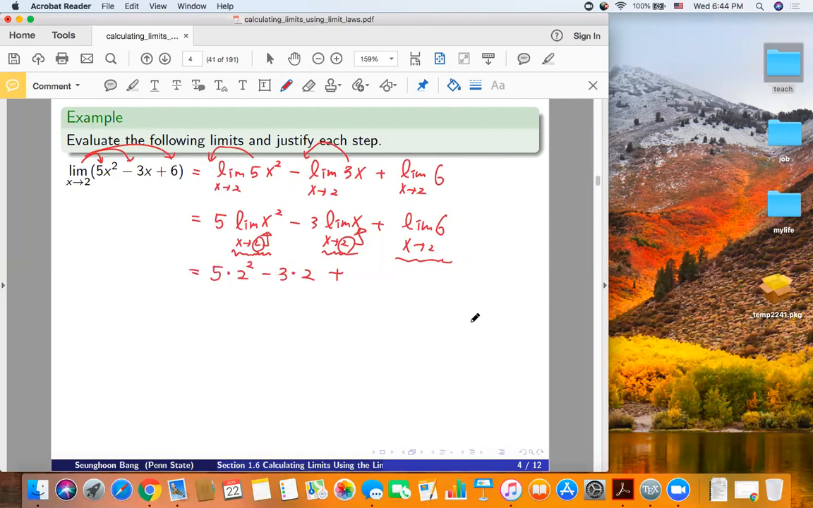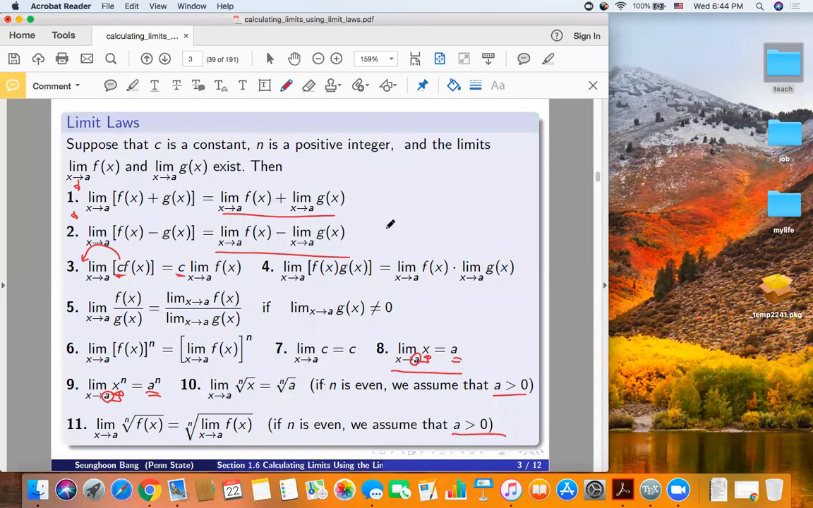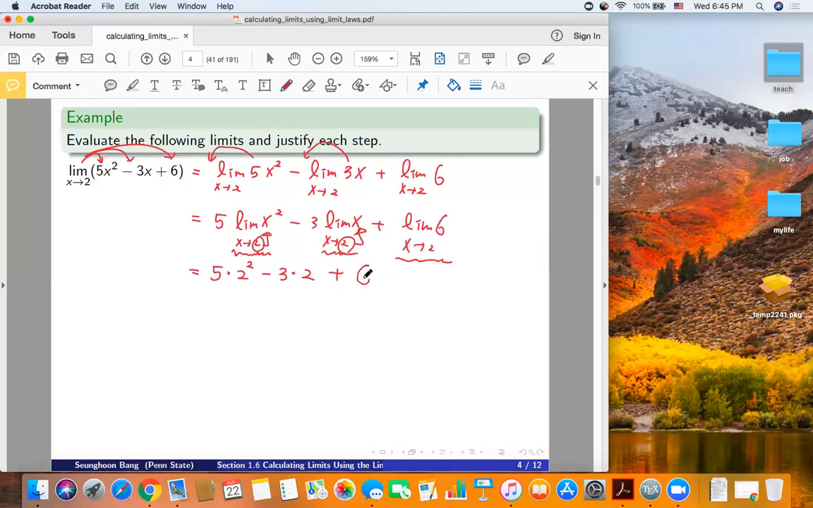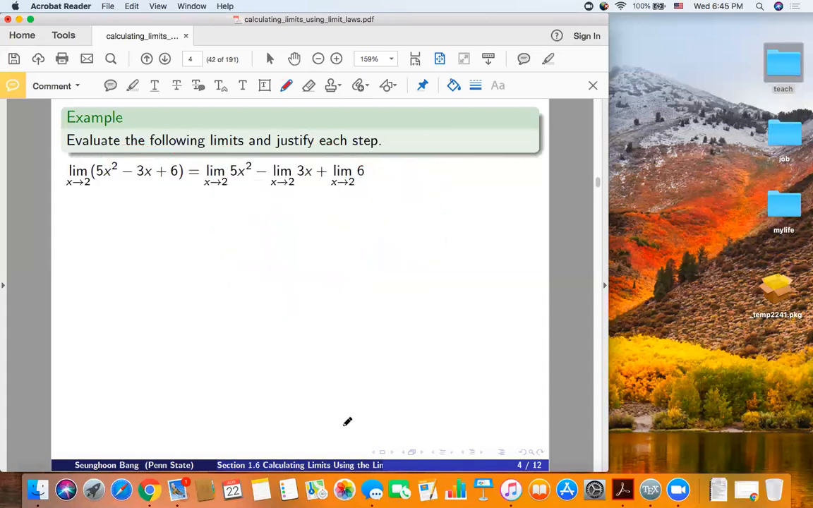Thank you, all of you. So here, the limit of a constant is c. The limit of c is always c. It doesn't change. The limit of a constant is the constant. The next step, calculate: 5 times 2 squared equals 4, minus 6 plus 6. The 6s cancel. Answer is 20. That's it. This is the final answer, the whole procedure for solving this problem.